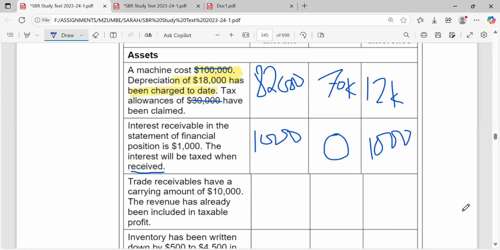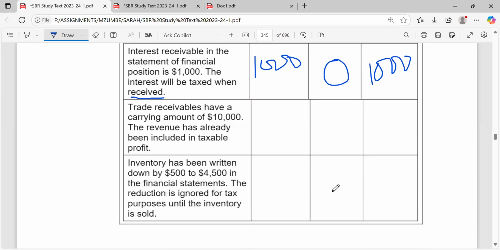And here we are, part 3, which says trade receivables here have a carrying amount of 10,000. All right, this is just normal for accrual basis. We don't care. The carrying amount is fine, 10,000. And the revenue has already been included in taxable profit. You see this? If the revenue has already been included in taxable profit, it means the double entry has been completed, right? And when we have sold something, you would record the income, let's say credit revenue as income, but also you would have to debit the trade receivable, the asset, right?